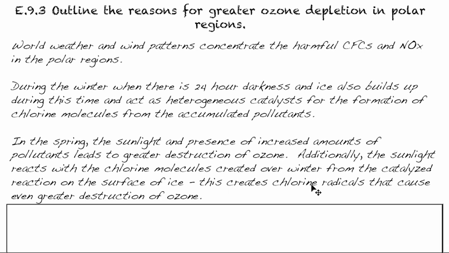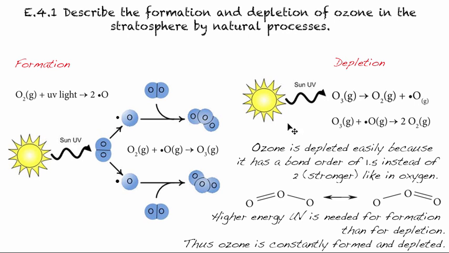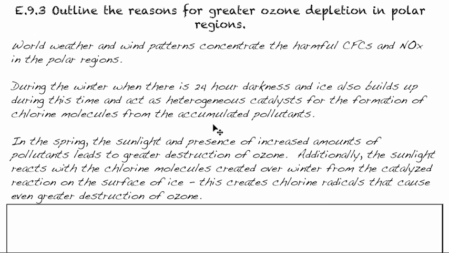And then in the previous outcome, we actually looked at how those chlorine free radicals can actually react with ozone. So all of those connections together, we can actually see that we get a lot of greater destruction of the ozone, not only due to the concentration, but due to the fact that it's accumulated in the darkness and then the light comes, and that's when a lot of these processes start to happen.